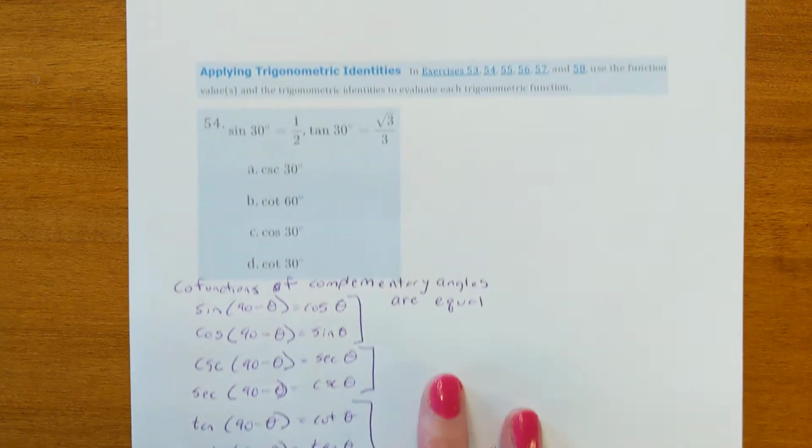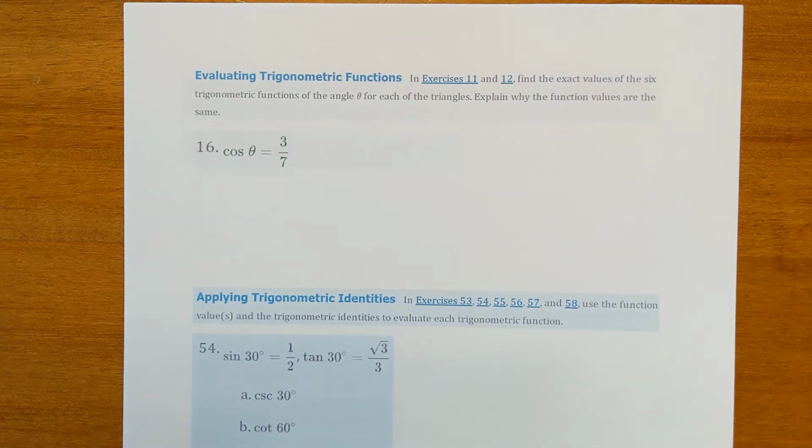Okay, on the next page, we're going to evaluate trigonometric functions in exercise 11 and 12. They want us to find the exact values of the 6 trigonometric functions for the angle theta for each of the triangles, for each triangle. All right, so on this one, we're given that the cosine is equal to 3/7.